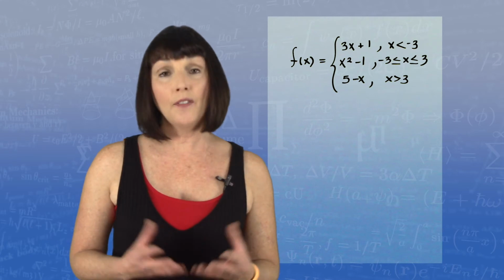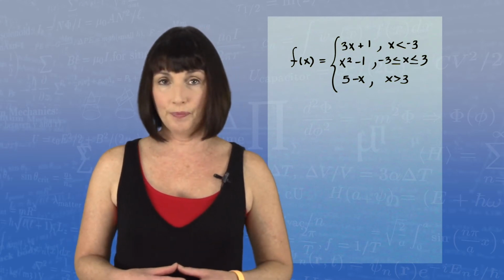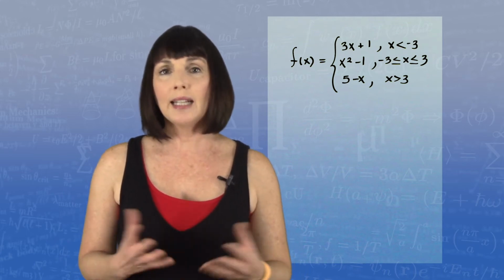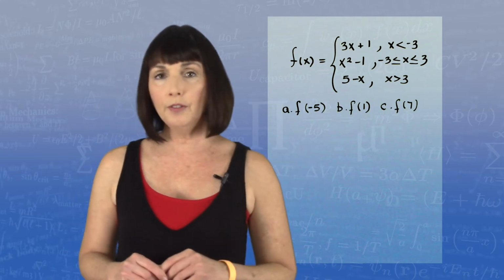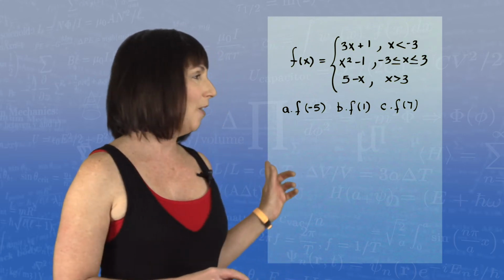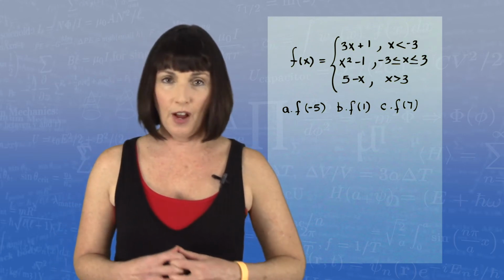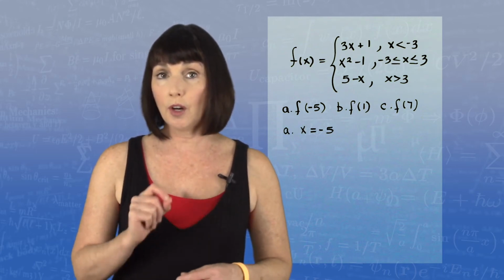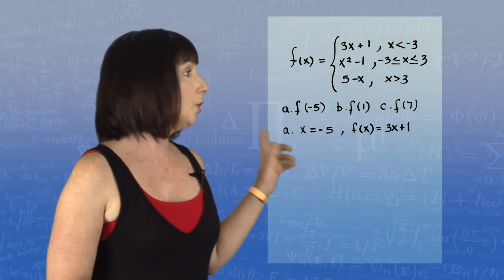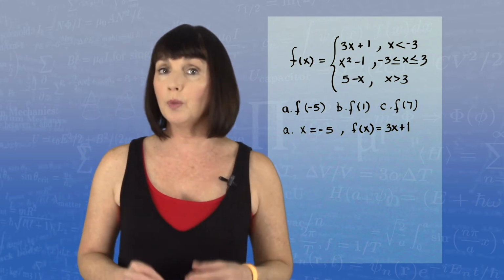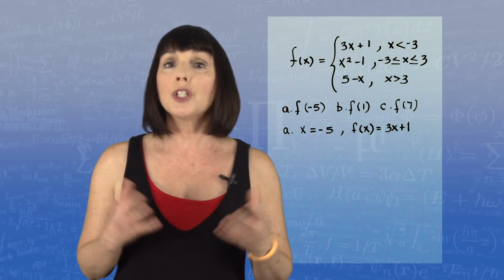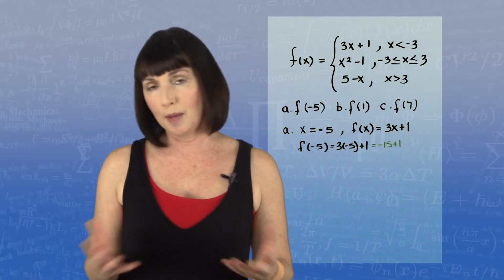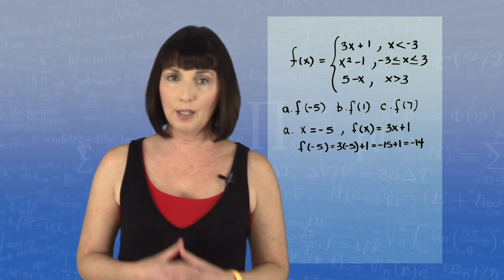Let's do an example of evaluating a piecewise-defined function. So I have my piecewise-defined function here from our previous section, and I want to determine f of negative 5, f of 1, and f of 7. So let's look at f of negative 5 first. When x is equal to negative 5, which rule defines our function? That would be the first one, 3x plus 1. That's valid whenever x is less than negative 3. So f of negative 5 is equal to 3 times negative 5 plus 1. 3 times negative 5 is negative 15, plus 1 is negative 14.